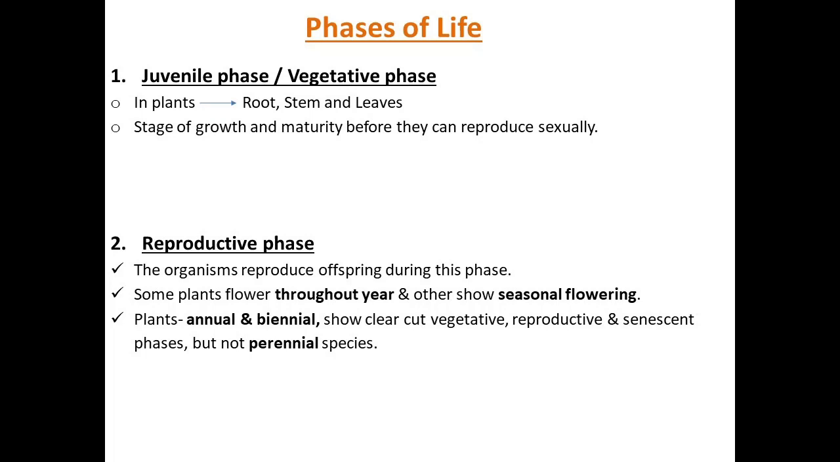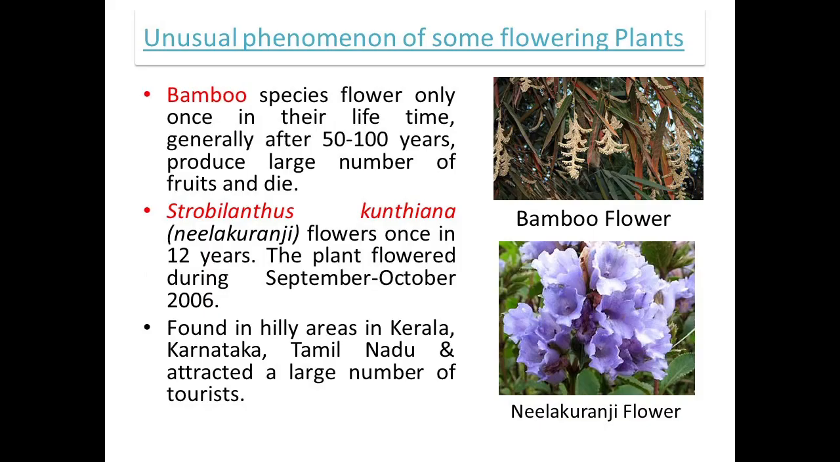As you know, there are a lot of exceptions in biology. So regarding flowering there are also two exceptions. Number 1 is bamboo. The bamboo plant is a perennial plant, which means it grows for many years, approximately 50 to 100 years. But it flowers only once in its lifetime, and after that it dies. Otherwise, if the plant is perennial, like the mango plant, it produces flowers and fruits every year. That's why I am considering this an exception or unusual phenomenon of flowering plants.